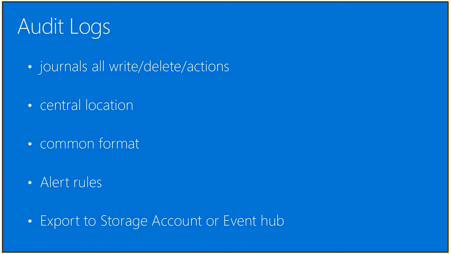One thing we recently shipped at Build is the alert rule. You can define an alert based on the audit log events. For example, you can look at policy failures, and then trigger an email notification to your administrator, or trigger a webhook.